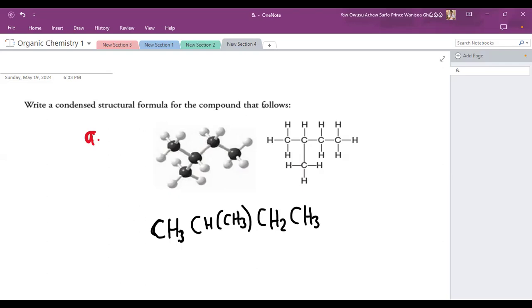The first one, this carbon, is surrounded by 3 hydrogens. Then the second one here is surrounded by 1 hydrogen and 1 methyl group. And then the third one is surrounded by 2 hydrogens. So this is the 2 hydrogens and then the last, 3 hydrogens. So this completes our condensed formula for 2-methylbutane.